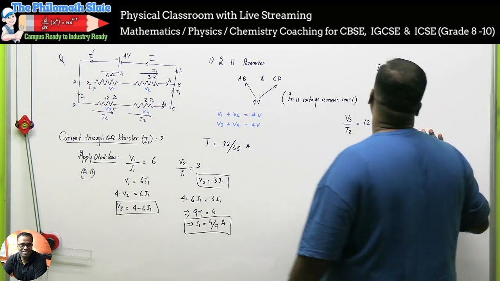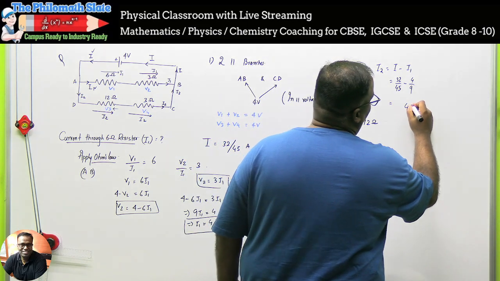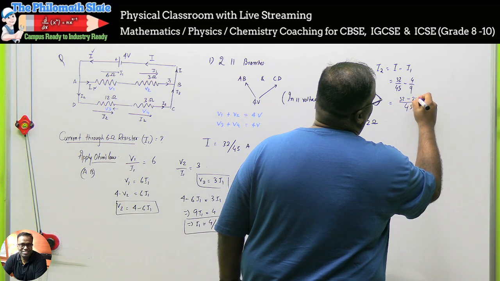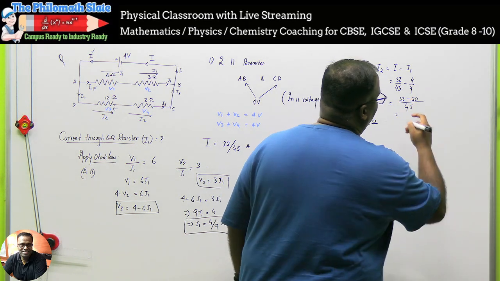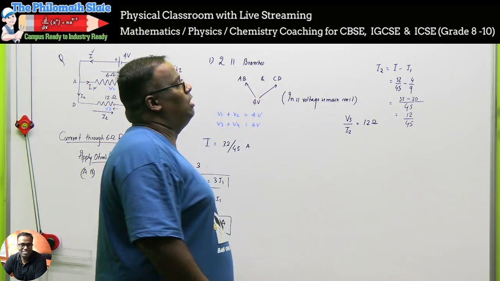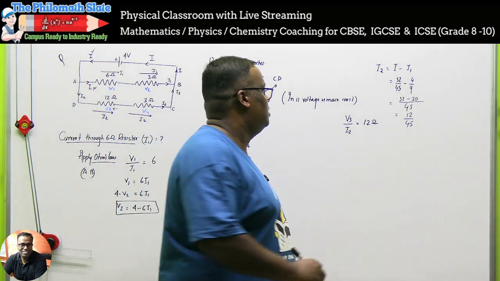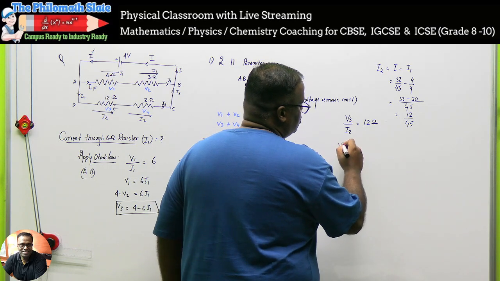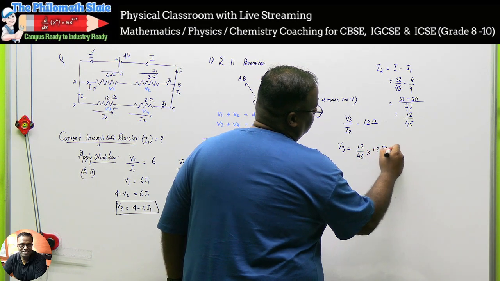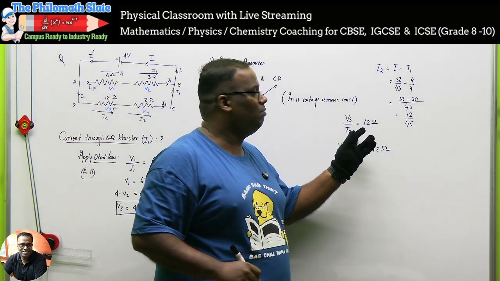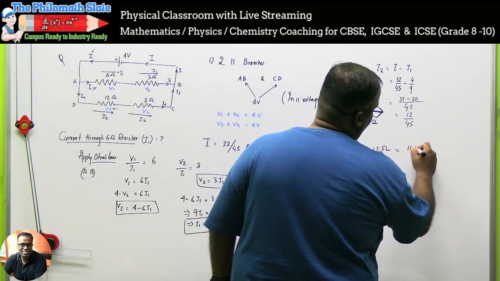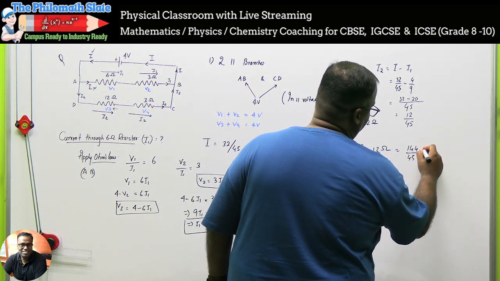Now 45 and 9, what should be the LCM? 45. So this remains as 32. 9 5 45, 5 4 20. 32 से 10 जाएगा तो 22, और 10 जाएगा तो 12/45. ठीक है ना? So I2 निकल गया हमारा. So V3 is equal to 12/45 into 12 ohm. I2 आ गया ना? 12/45. So 12/45 into 12. 12 is how much? 144. 45 volts.